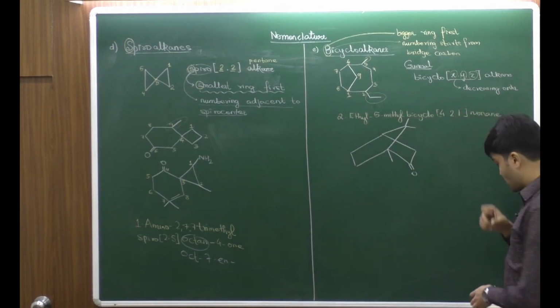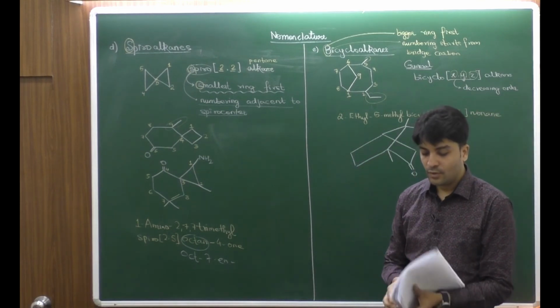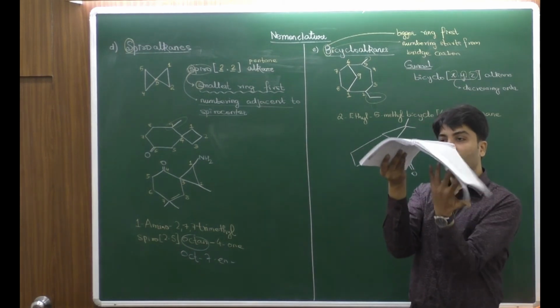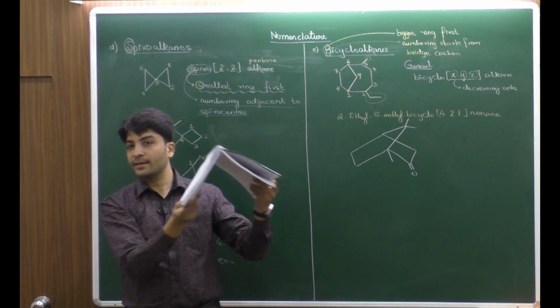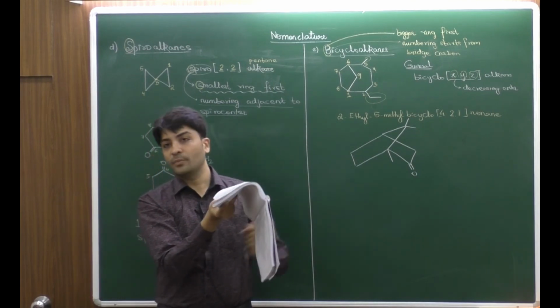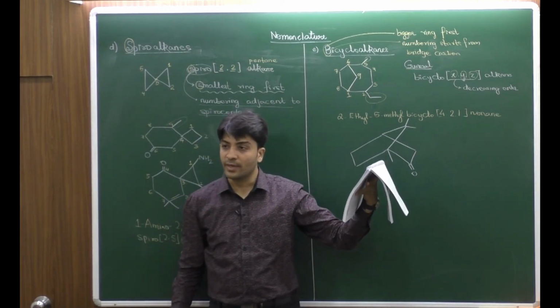Now look at this structure. If you look at this structure, it is basically like this. Half opening of the book like. This is one cyclic ring, this is second cyclic ring, joined by two carbons common. Okay? First visualize कर दो. This is how you can visualize.